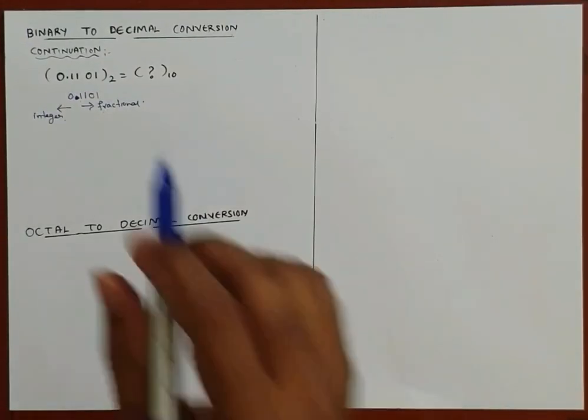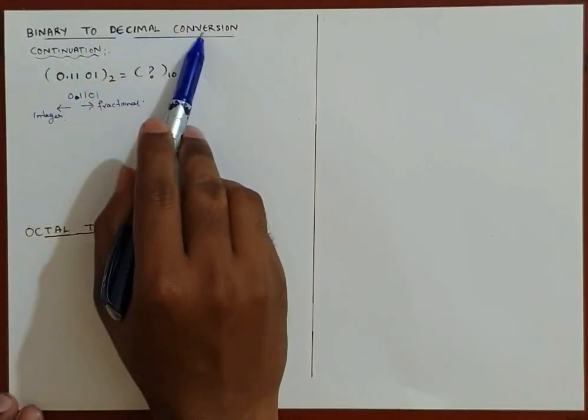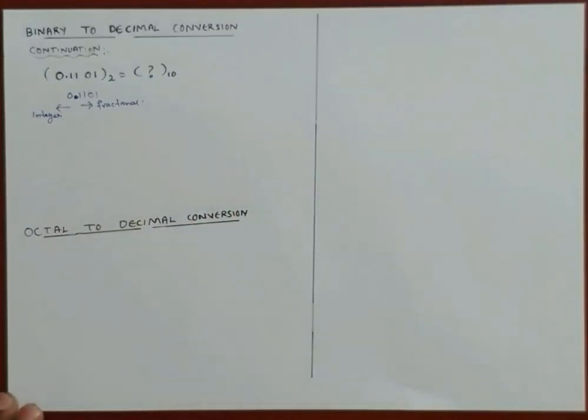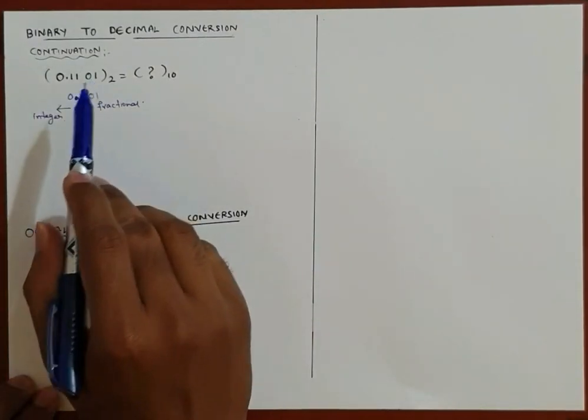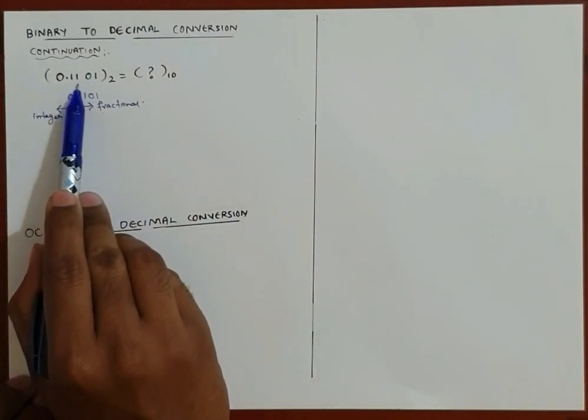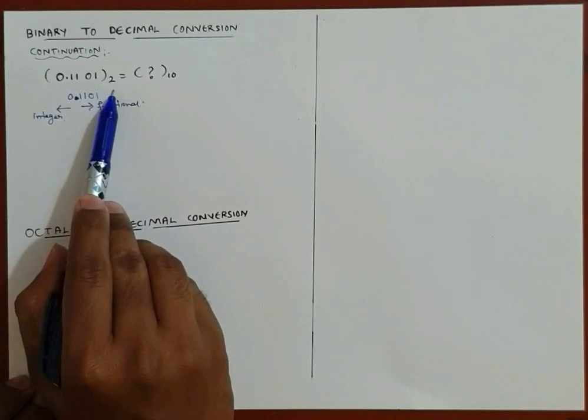This is the continuation of binary to decimal conversion. Next we will solve a numerical with only fractional values. Now what is the meaning of fractional value here? Let us consider a binary number 0.1101 to the base of 2.